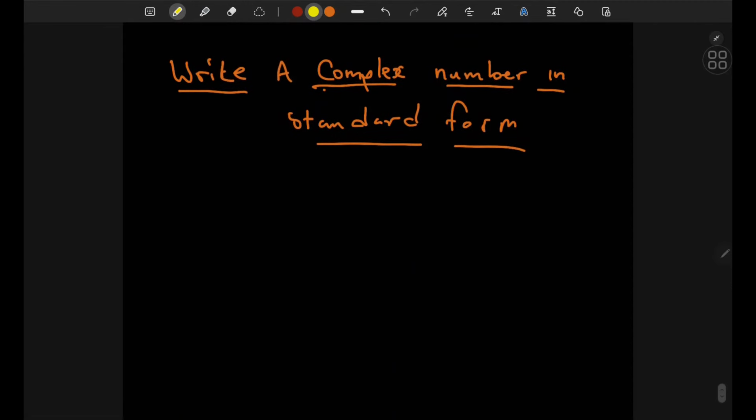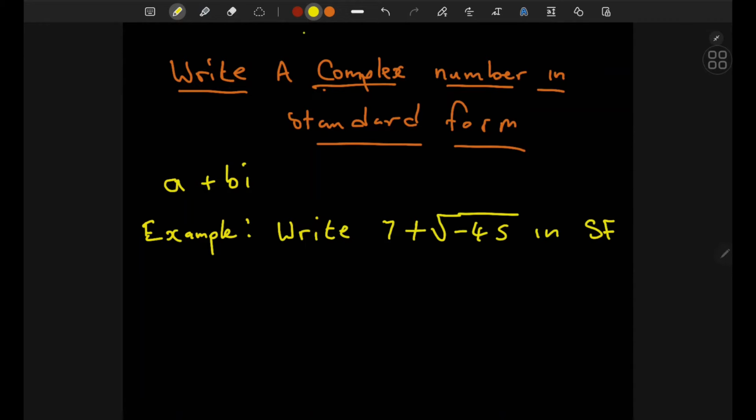So the next part that we can look at is write a complex number in standard form. So in standard form, it's putting the complex number in this state. So a plus bi. This is the standard form of a complex number. Let's have an example. Let's say we have this question. Write 7 plus square root of negative 45 in standard form.